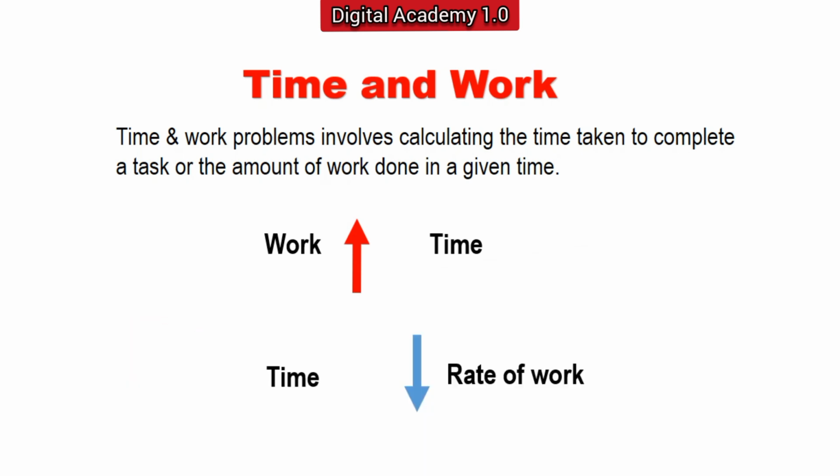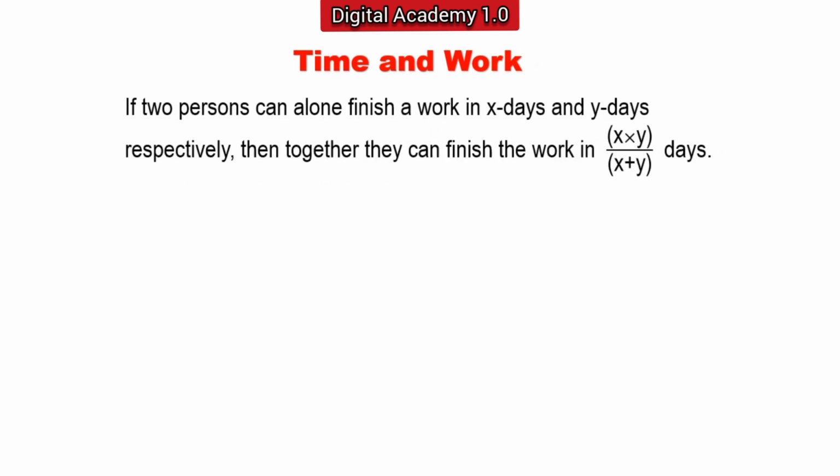Condition 1. If two persons can alone finish a work in X days and Y days respectively, then together they can finish the work in X times Y divided by X plus Y days.